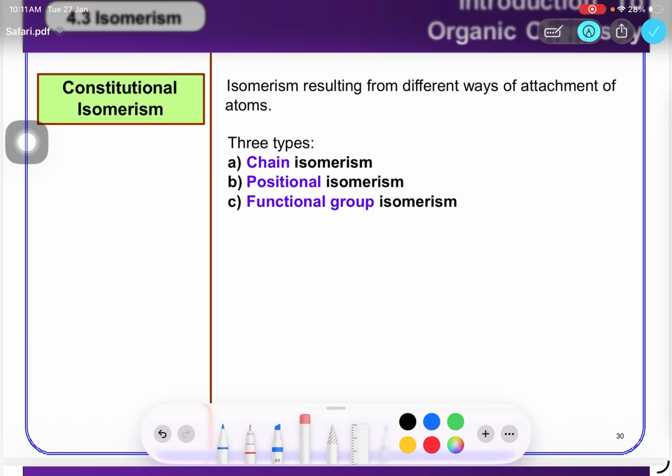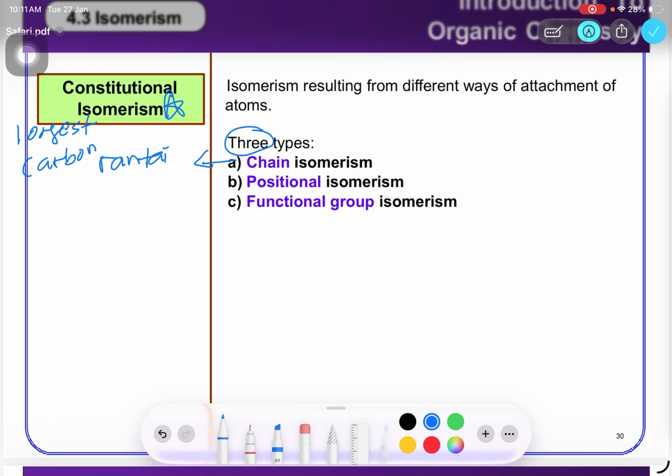Okay, let's continue with the types of constitutional isomers. There are 3 types of constitutional isomers. So chain, from the name chain, we know this one is referred to in Bahasa as rantai. So this rantai, basically we are focused on the carbon chain. Okay, and then we want to focus on the longest carbon chain. Are they similar or not?